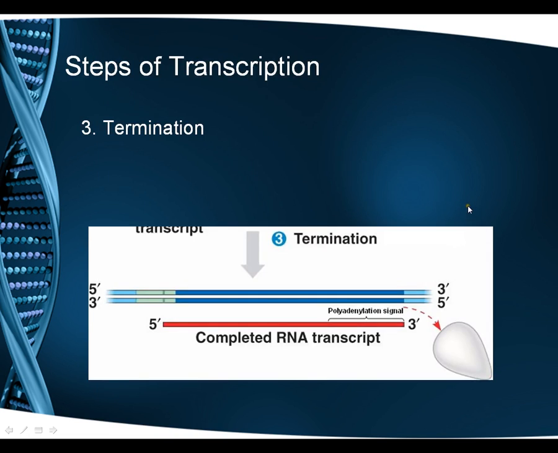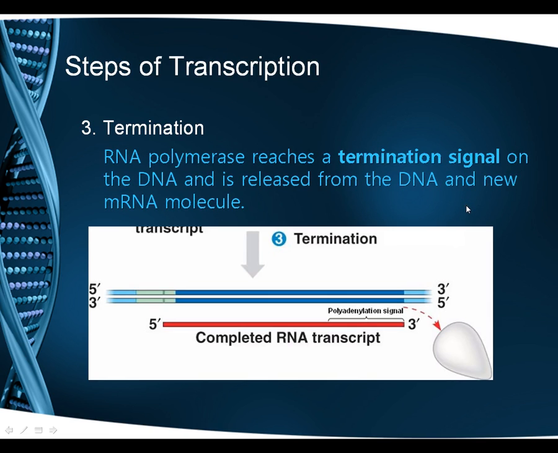Termination is the stopping point. We actually call it a termination signal. Once the RNA polymerase travels down, here's our promoter region, our TATA box. It travels down the DNA, unzipping it and creating the mRNA. When it reaches the termination signal, the RNA polymerase simply falls off, releases the mRNA strand, and it's free to bind on another section of DNA and start the process all over again.